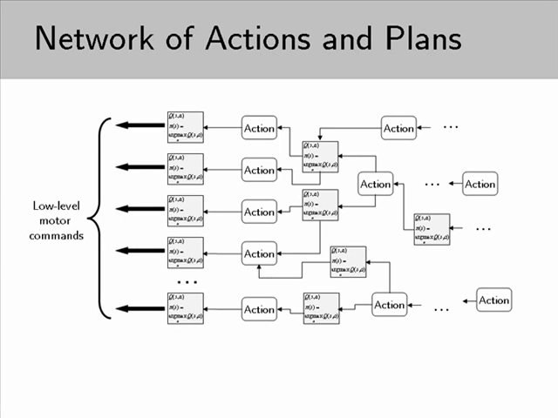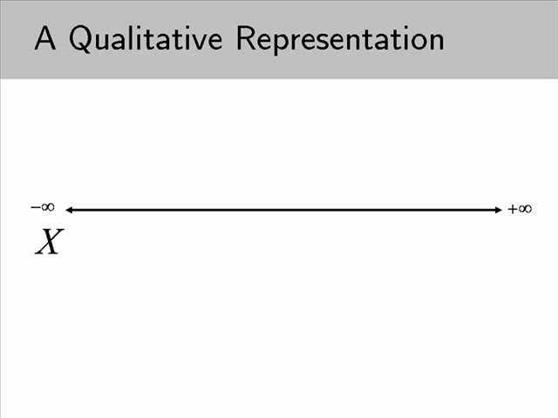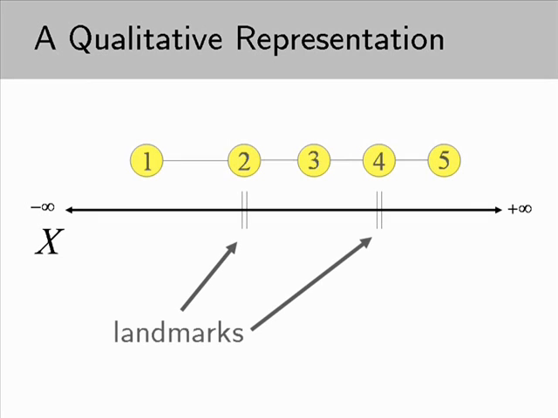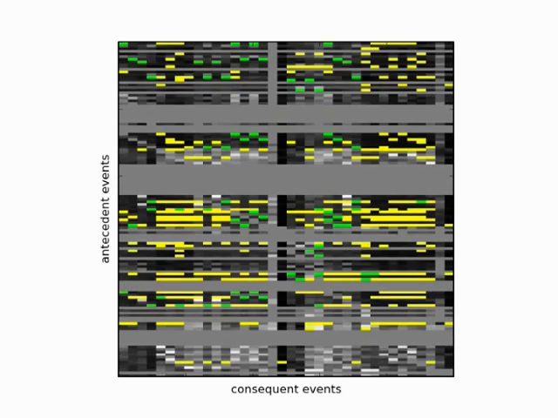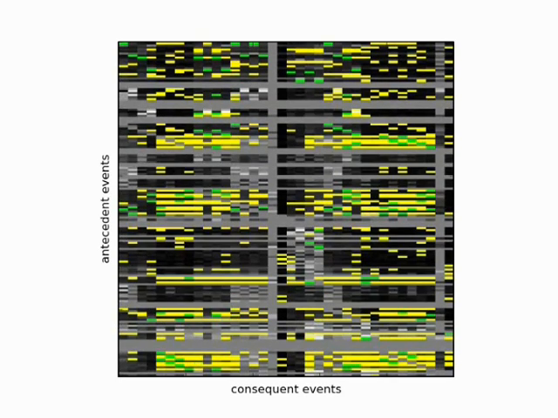So QLAP uses a qualitative representation. Here we see a variable x on a number line. When we add two landmarks, we can divide that number line into 5 qualitative values. And then a variable is at one of the 5 qualitative values, and it can also be moving in a particular direction. These landmarks that QLAP learns allow us to define events.